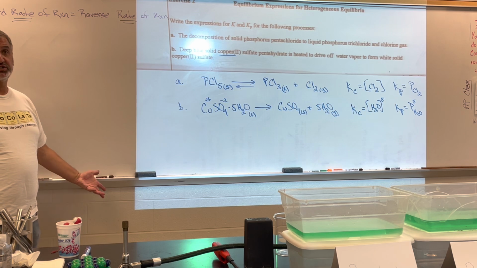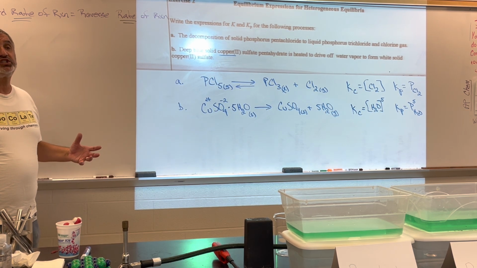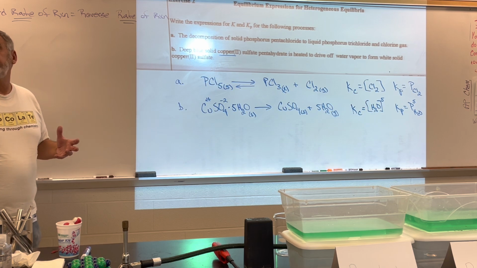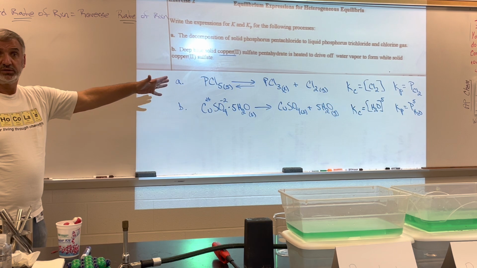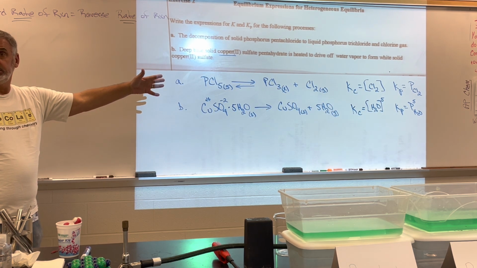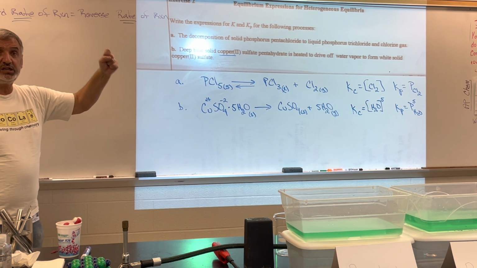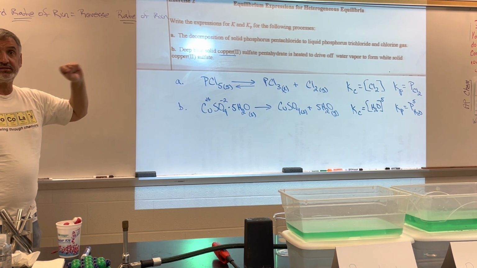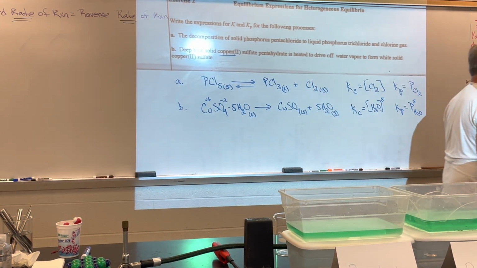Everybody with me so far? So, just writing the equilibrium expression. If a question ever asks you to write the equilibrium expression for the given reaction, all you do is that. Products over reactants, coefficients raised to powers, ignore solids and liquids. No numbers go in, you don't have to solve for anything. The equilibrium expression is just that. All right, moving on.